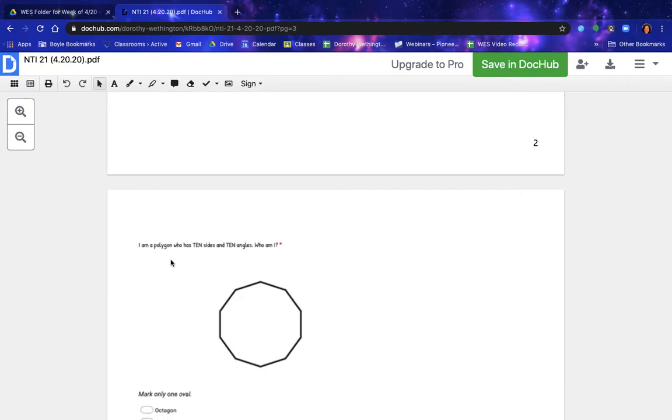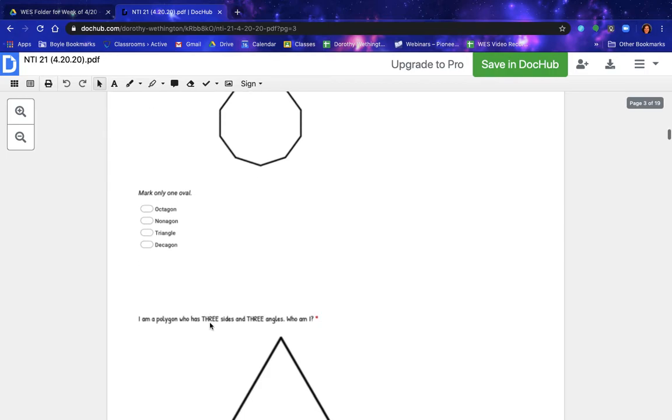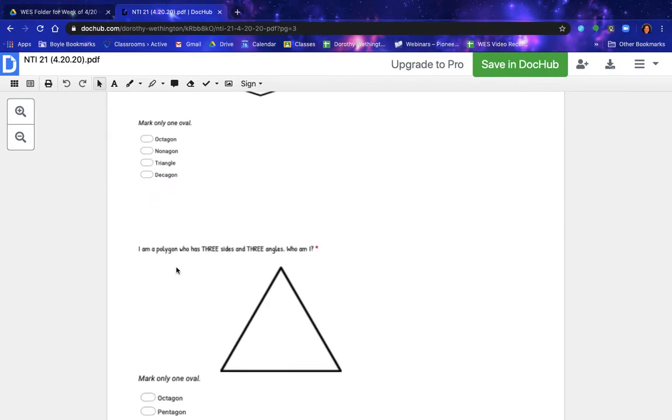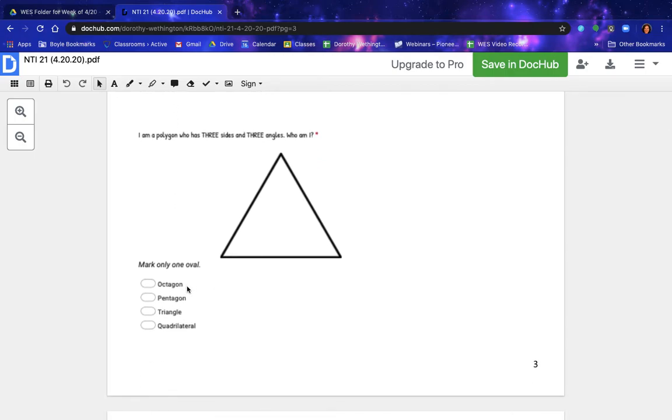I am a polygon who has 10 sides and 10 angles. Who am I? An octagon, a nonagon, a triangle, or a decagon? I am a polygon who has 3 sides and 3 angles. Who am I? Octagon, pentagon, triangle, or quadrilateral?